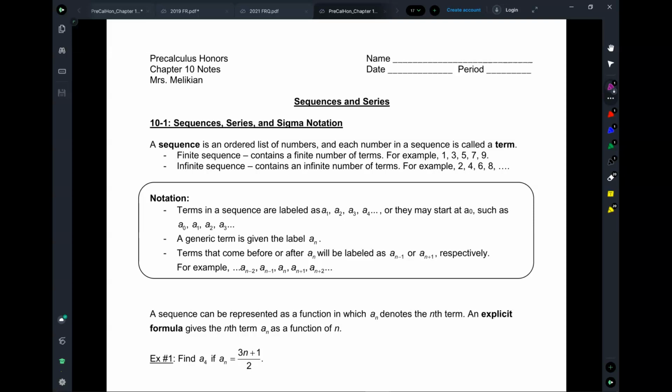So a sequence is an ordered list of numbers, right? That's all it is. It's a list of numbers. And each term in the sequence, each number in the sequence, is called a term.